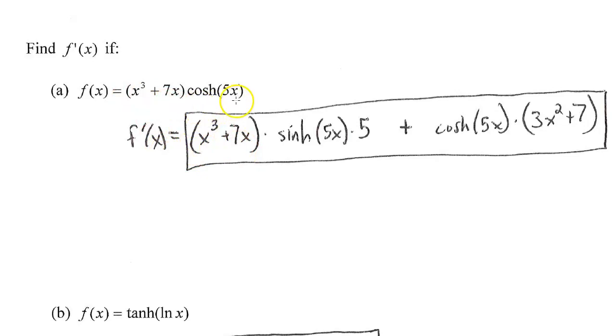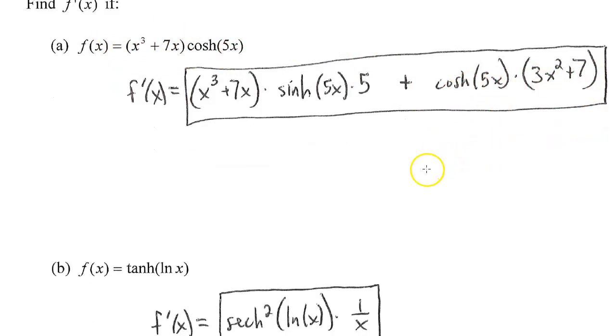The derivative of cosh of 5x would be sinh of 5x times 5, just by the chain rule. The fact that the derivative of cosh of x is sinh of x means the derivative of cosh of 5x will be sinh of 5x times 5. And then plus the second function, cosh of 5x, times the derivative of the first, which would end up being 3x squared plus 7.